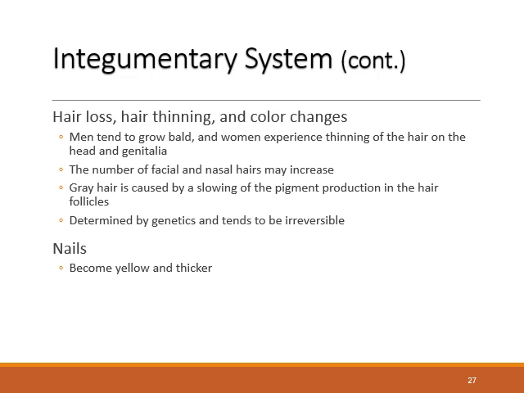So, of course, hair loss. We lose hair where we don't want to lose it and get hair where we do want to get it. We don't want to get it, I mean. Hair gets thin. The color changes, maybe to white or gray. Men tend to grow bald, and women experience thinning of the hair on the head and genitalia. The number of facial and nasal hairs increase. As I said, we get hairs where we don't want them.